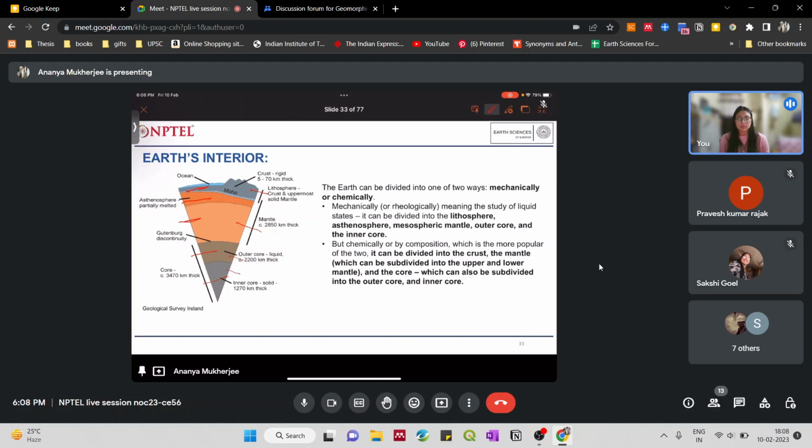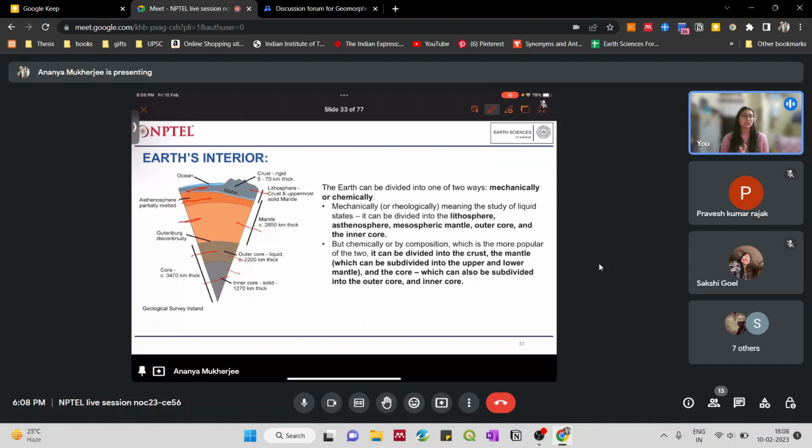Now obviously the mechanical categorization and the chemical categorization are overlapping. That means their chemical composition is related to the mechanical properties that they have, and vice versa. So they are interrelated. So this is an introduction, the basics of what we deem as the representation of the Earth's interior.